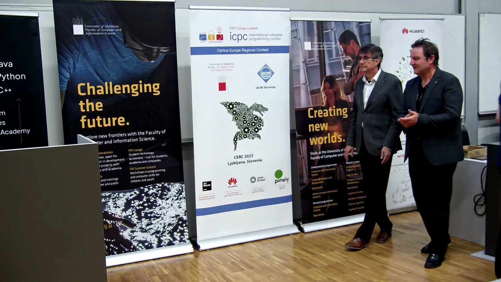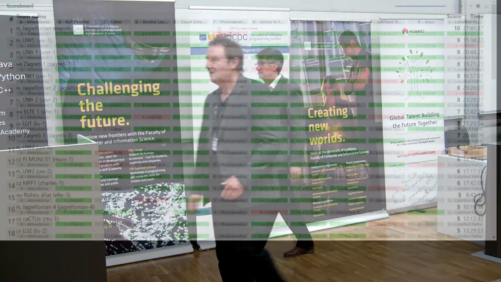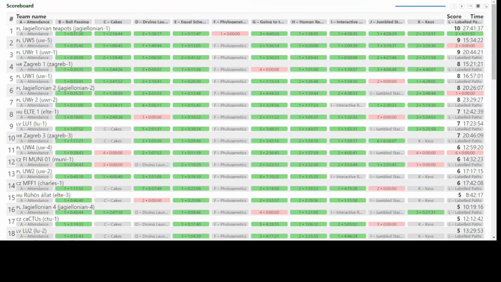Congratulations to University of Warsaw 5. How do you choose the team numbers, by the way? 5 won the best place in University of Warsaw with 9 points, and the comeback from 10th place all the way to the top, Jagiellonian Teapots.